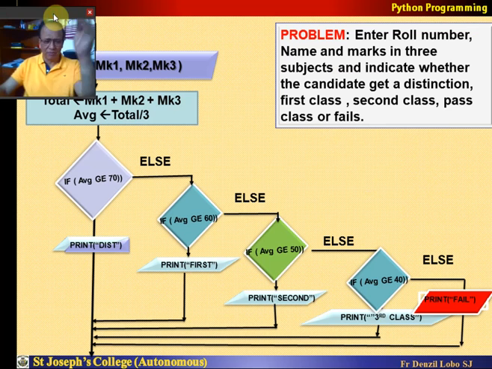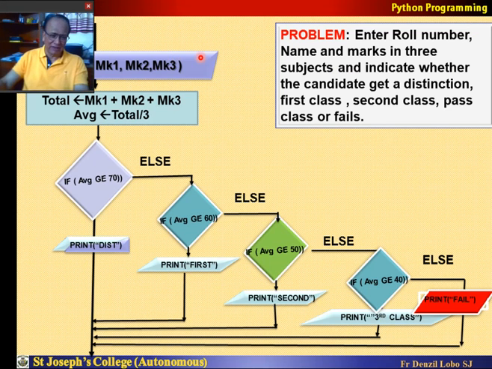Of course, the complete flow chart would be where you accept the register number and name of the person, then marks in three subjects, and find the average. And this asks the question: if average is greater than or equal to 70, print he has got distinction. Else, if average is greater than or equal to 60, that is between 60 and 70, he gets a first class. Or else, so as a multi-level conditional statement.